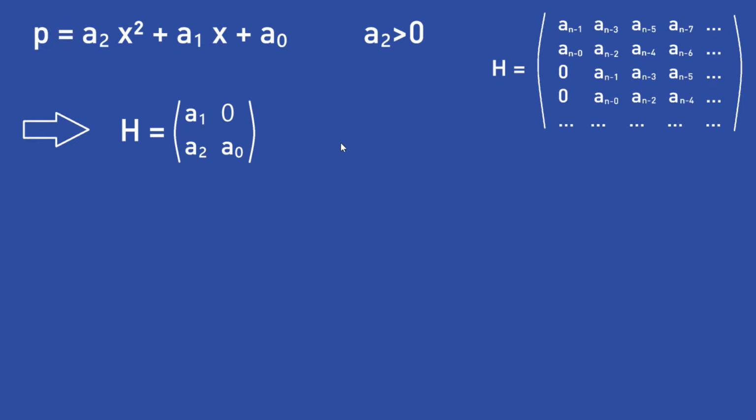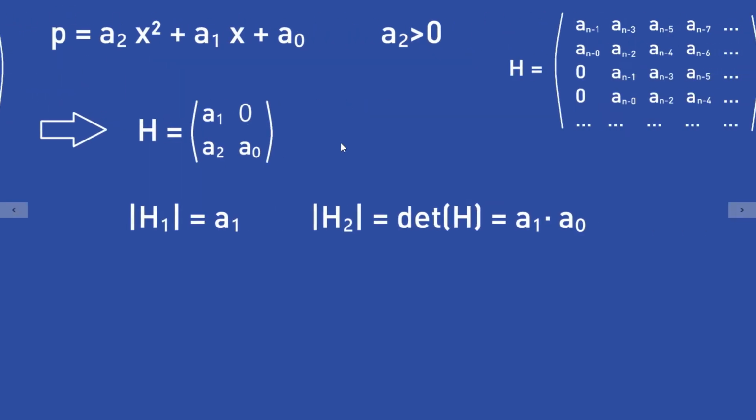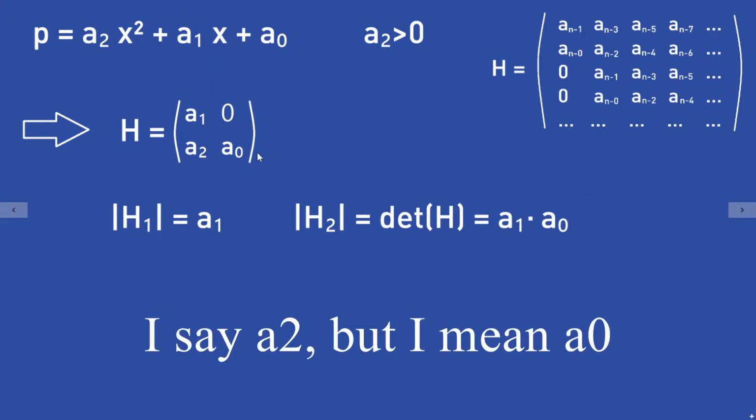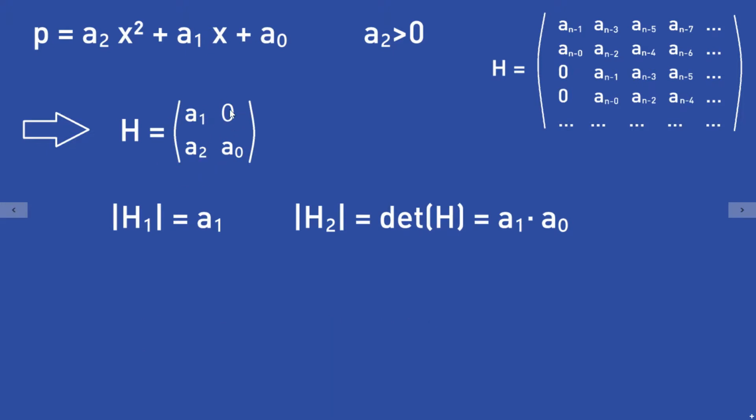Let's take a look at the principal minors now. The first principal minor is just a1, so this entry here. The second principal minor is the determinant of H, which is a1 times a2 minus a2 times 0, but a2 times 0 is 0. So the determinant of H is a1 times a0.